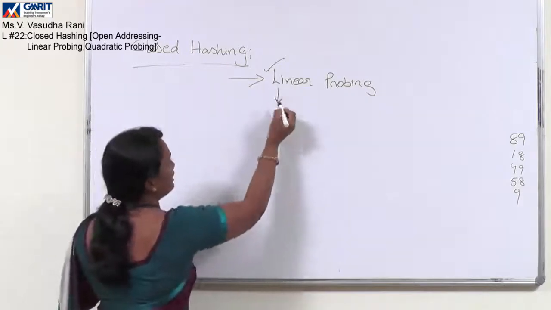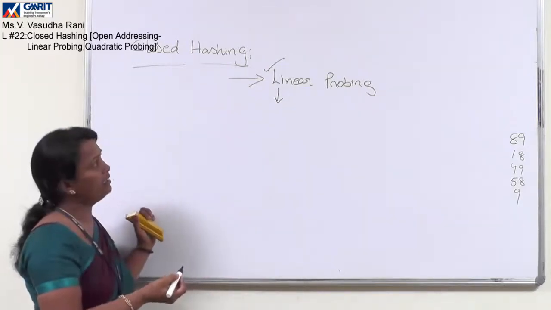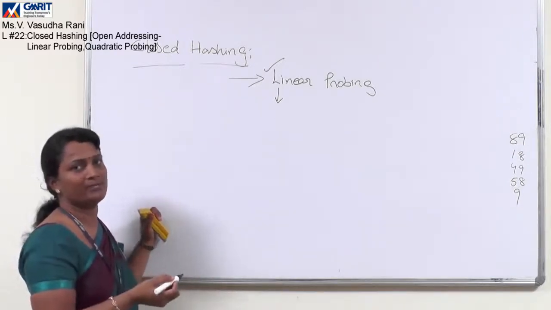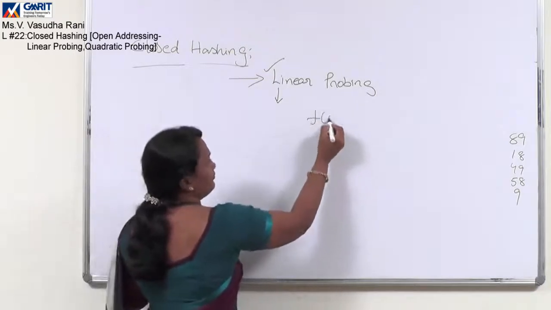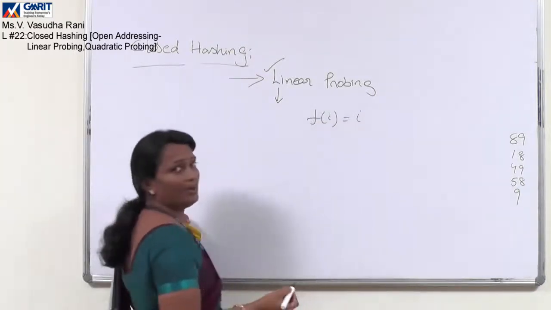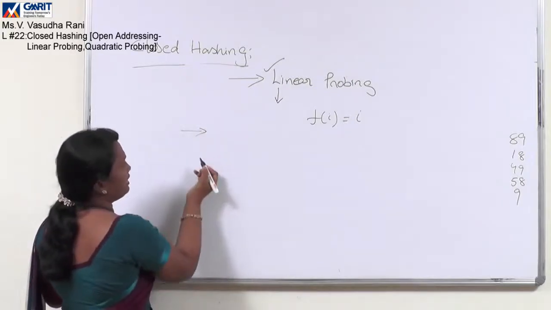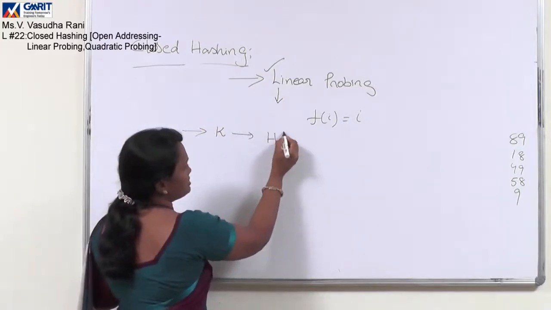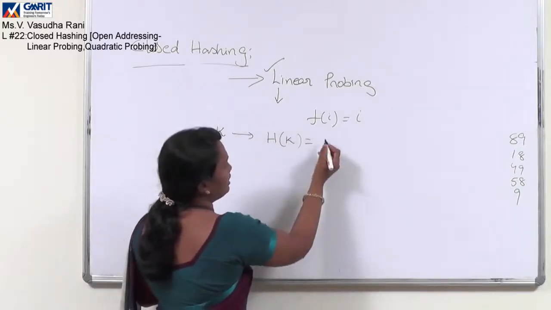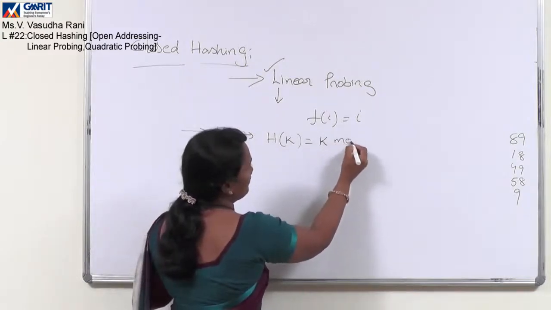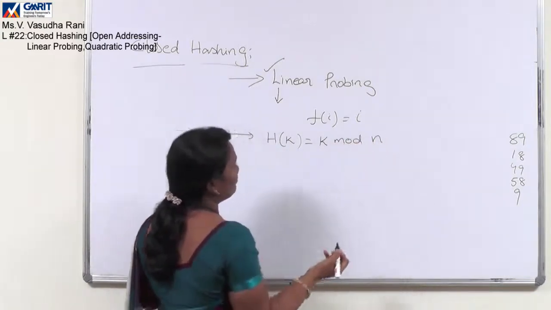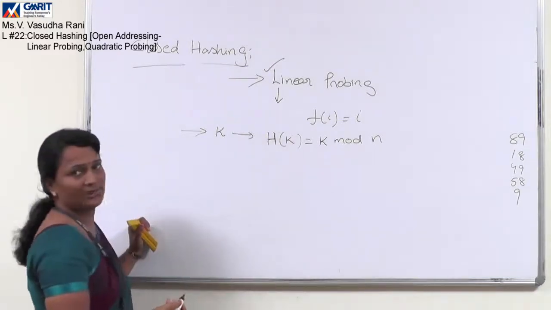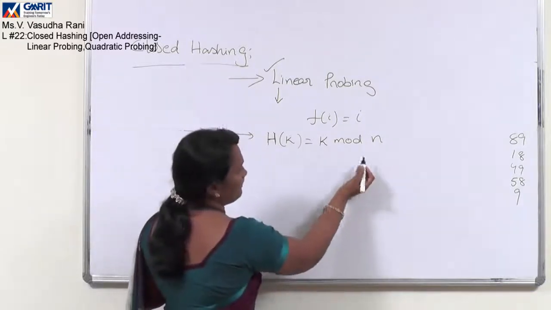Coming to linear probing, it is named so because in defining the solution, we are using a linear function f of I. Normally our hash function is defined for a particular key: h of k equal to, let us consider modulo arithmetic, k mod n, which is defined with the table size. This is your regular hash function.